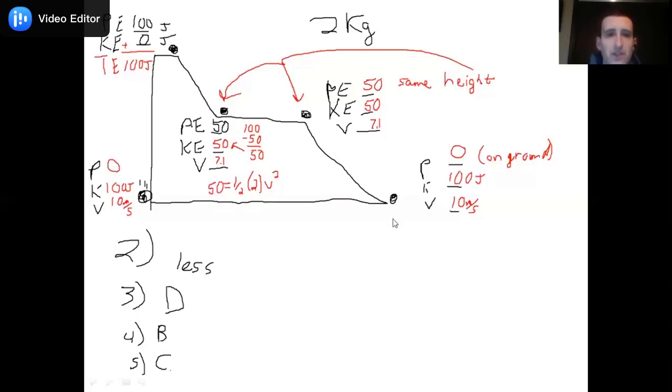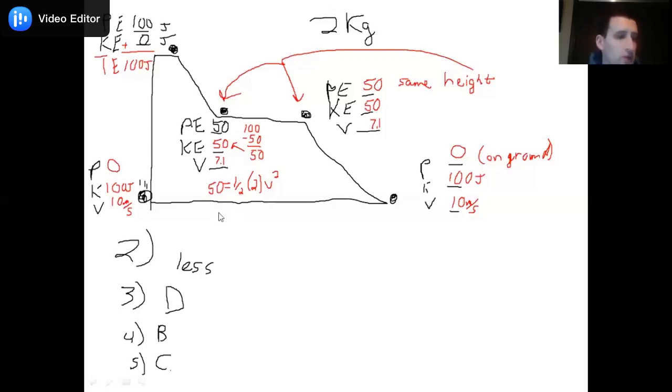So the text there in red is filling in all of the blanks, and hopefully this one makes sense to you now that I've explained it. It's really about energy conservation and then taking the kinetic energy and using it to find the velocity.